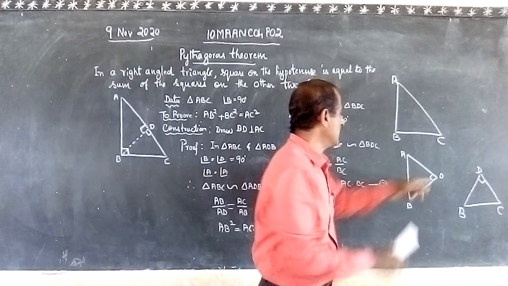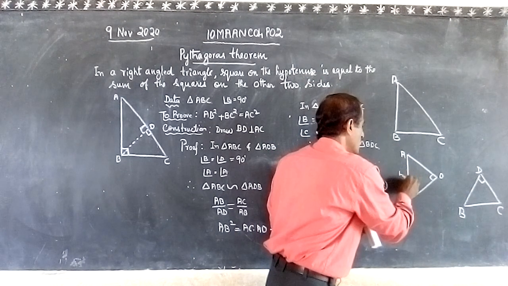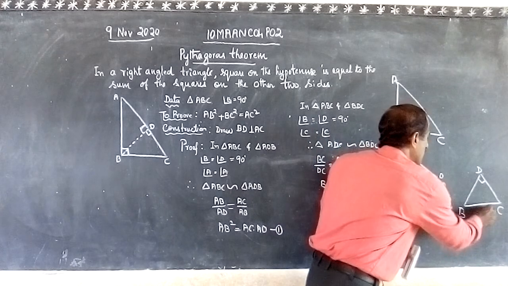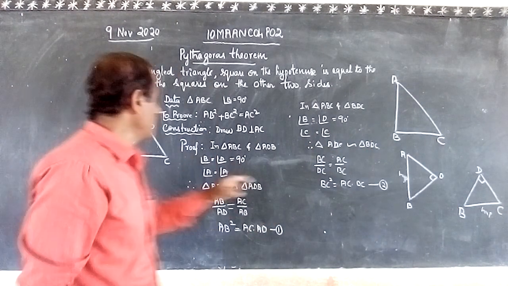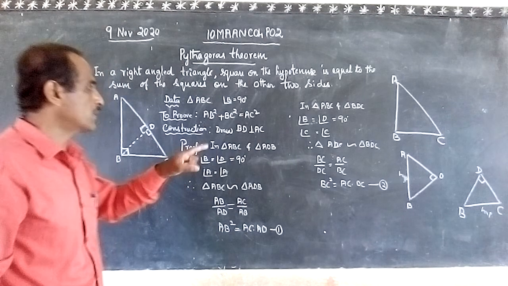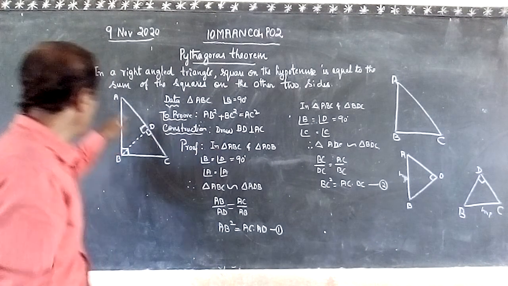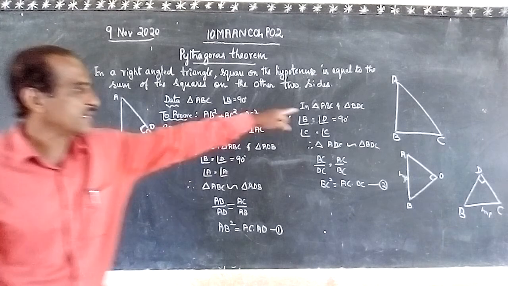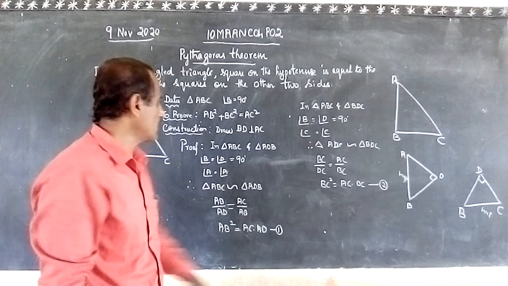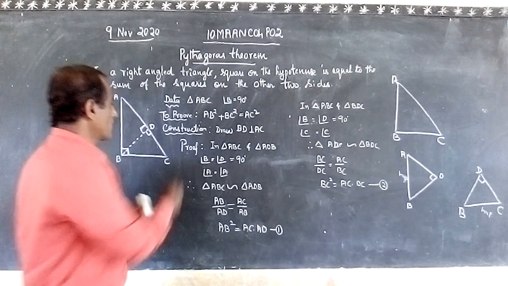So if it is 90 degrees, this is the hypotenuse. If it is 90 degrees, this is the hypotenuse, isn't it? Therefore, look here. What do you have to do? You have to prove that the square of the hypotenuse is equal to the sum of the squares on the other two sides. Look at the figures I have drawn. Let us consider how to prove it in the beginning.